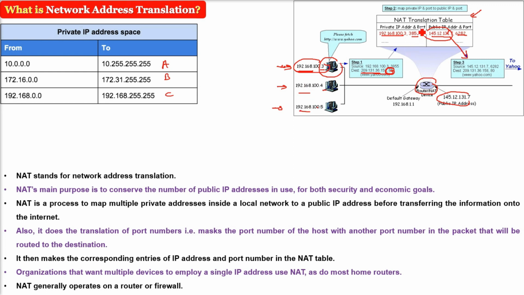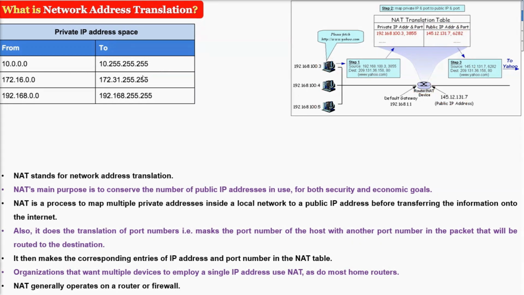So there are two things. One is the IP changing from private to public. Also the port number will be masked; it will be given a different one. But when the packet comes back, it will come to the router. Now the router will see the translation table, and depending upon the translation table entry, it will send it to the proper host.